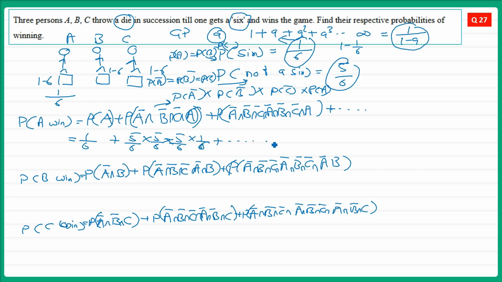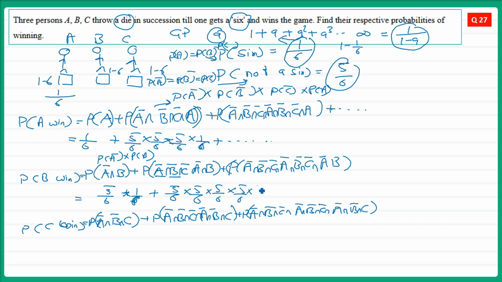Now don't worry about the upcoming terms because we are going to get the result by 1 or 2 only. We need the first term and the second term. That's what a geometric progression demands from us. Now here PA bar multiplied by PB for the first one. So 5 by 6 multiplied by 1 by 6. This is the first term. The second term is A bar, B bar, C bar, A bar. So 5 by 6 four times followed by a B. The four times 5 by 6 we are going to multiply, followed by a B, which is 1 by 6.